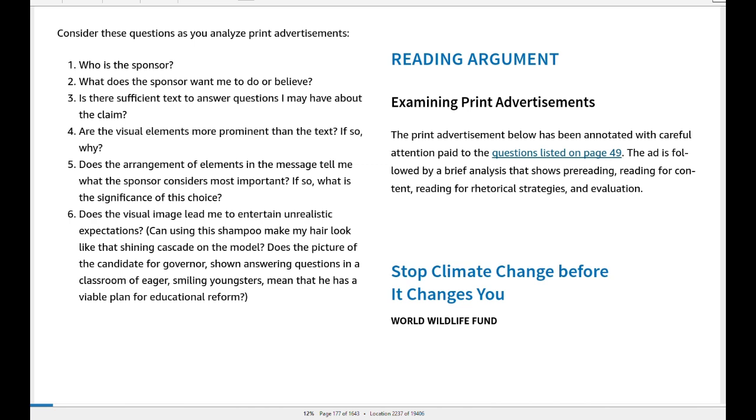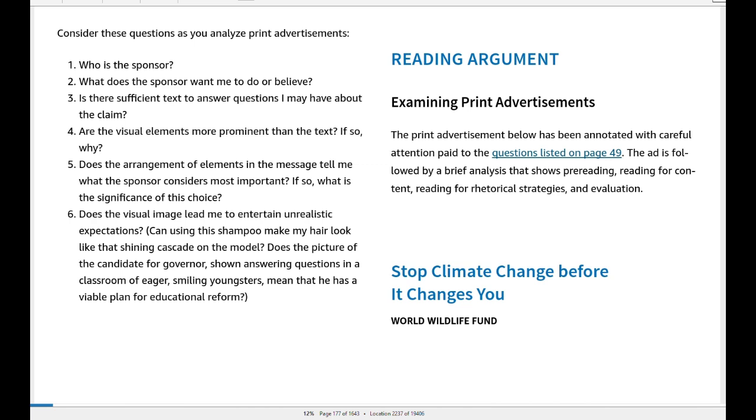Does the visual image lead me to entertain unrealistic expectations? Can using this shampoo make my hair look like that shining cascade on the model? Does the picture of the candidate for governor shown answering questions in a classroom of eager, smiling youngsters mean that he has a viable plan for educational reform?